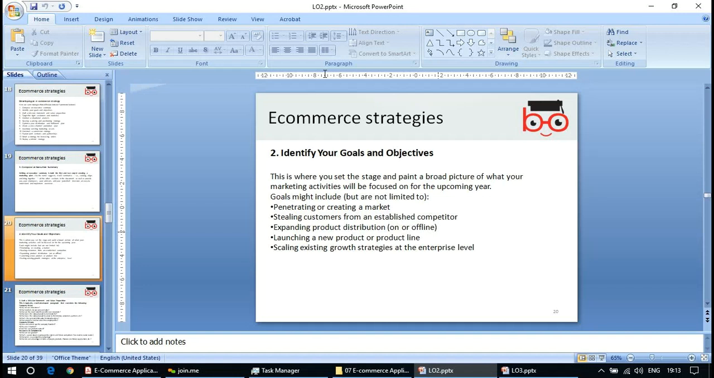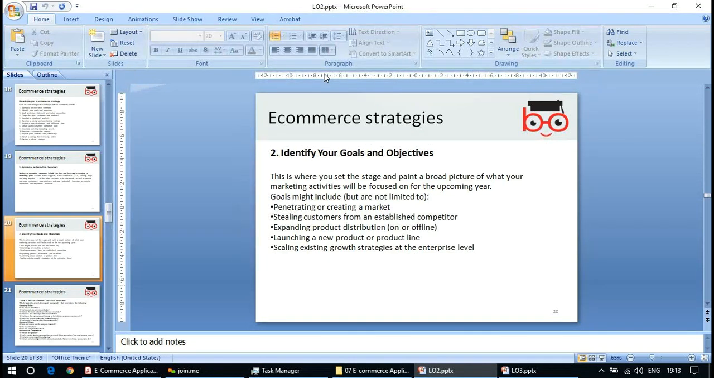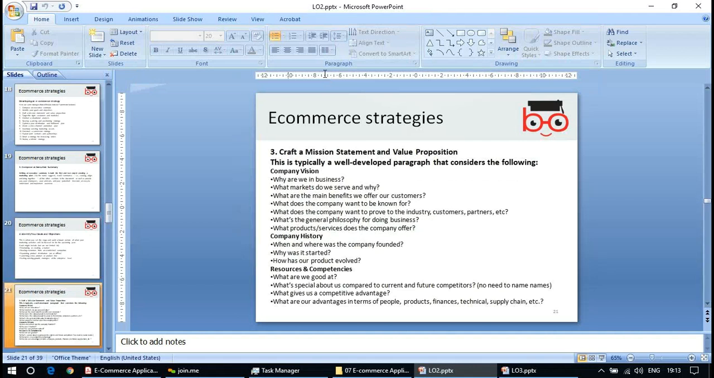The more you can distribute the product, the more you will succeed. Launch a new product or product line, that would also give you a boost. Scaling existing growth strategies at the enterprise level. So the more you try to expand your business, that can be your goals and objectives. Craft a mission statement and value position.